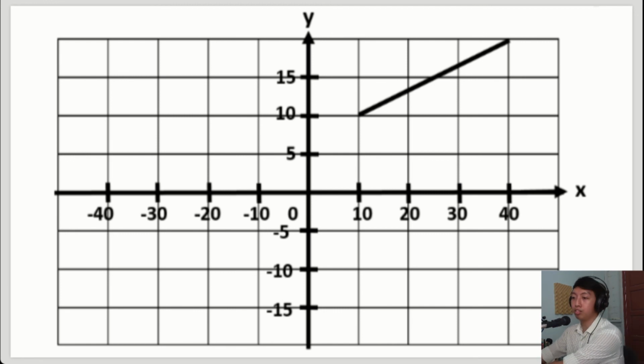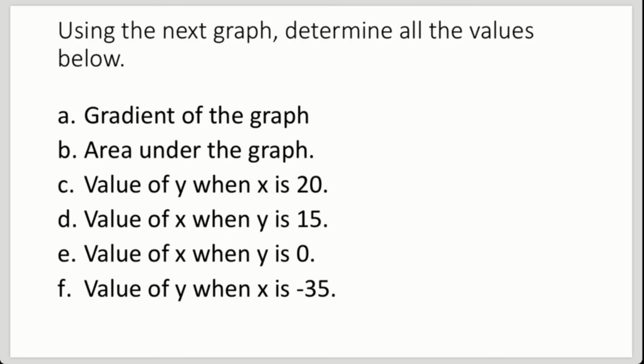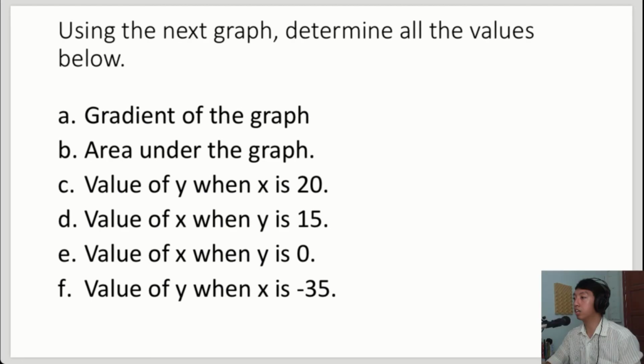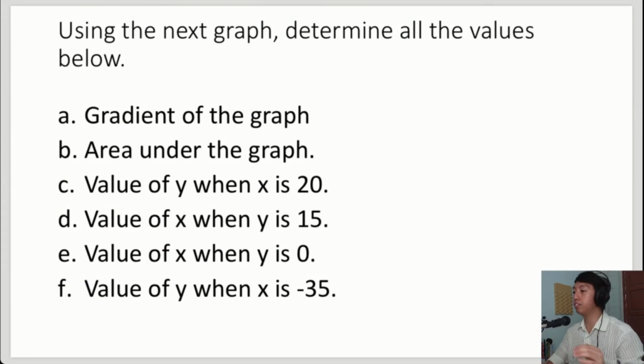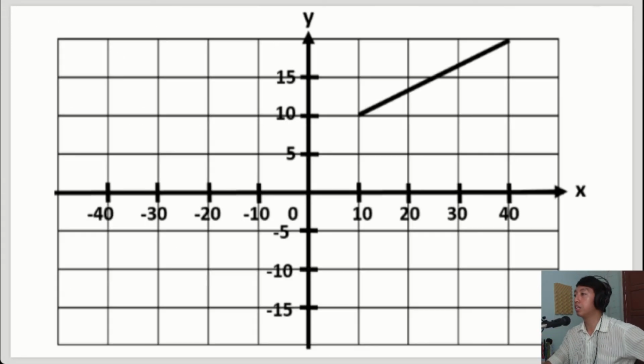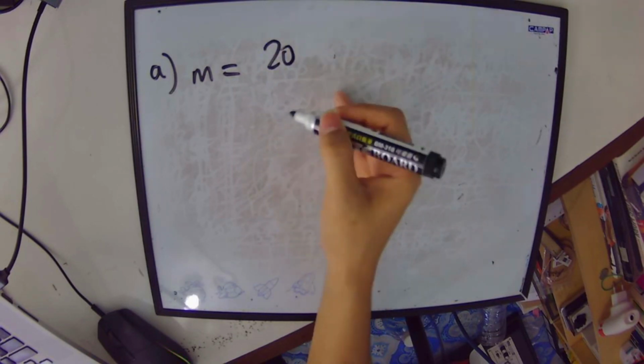Alright, saya tidak akan tunggu lagi. So kita teruskan saja dengan question A and question B. So question A is gradient of the graph. So kita cari dulu gradient of the graph lah. So kalau kita lihat graph di sini, okay, titik yang pertama ialah 40, 20. So let's take yang paling hujung di sini. So let's take Y is 20 and X is 40.